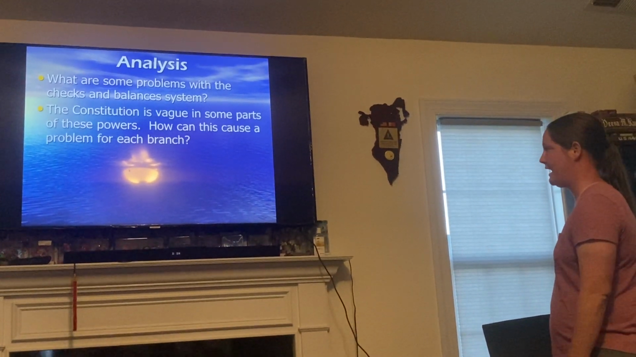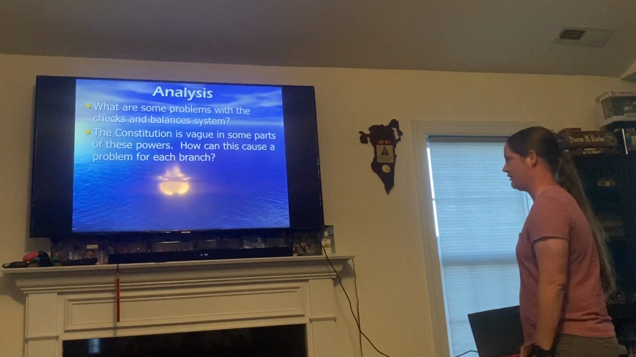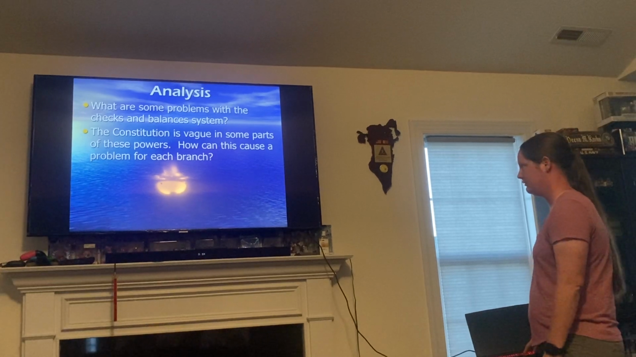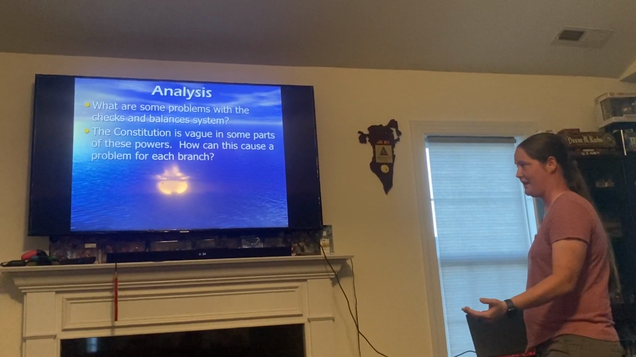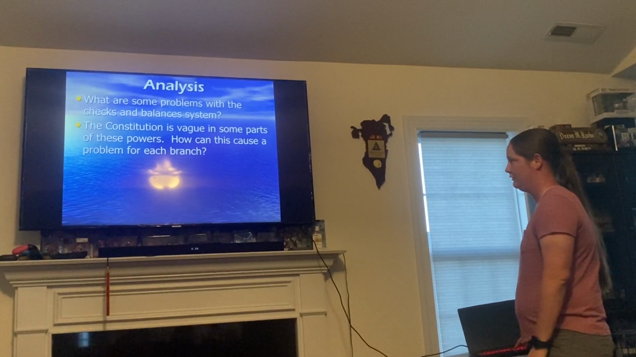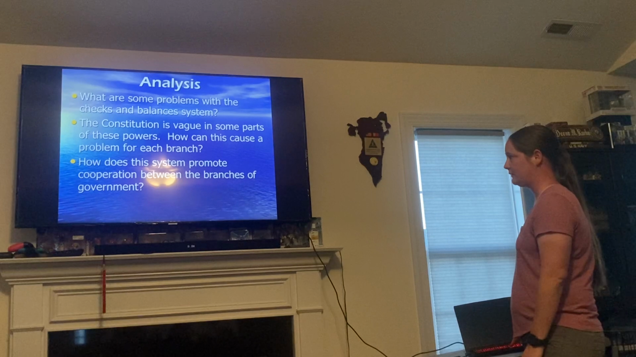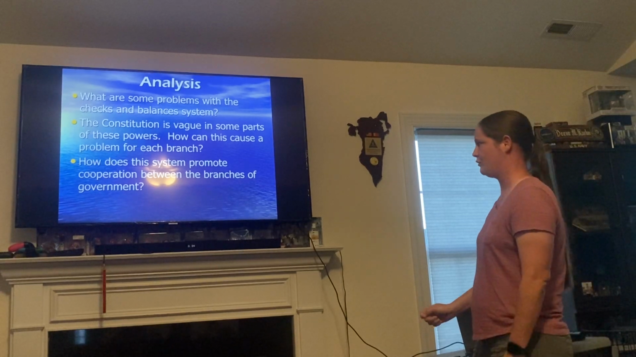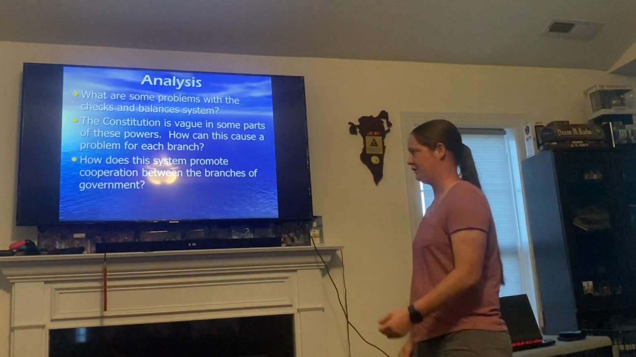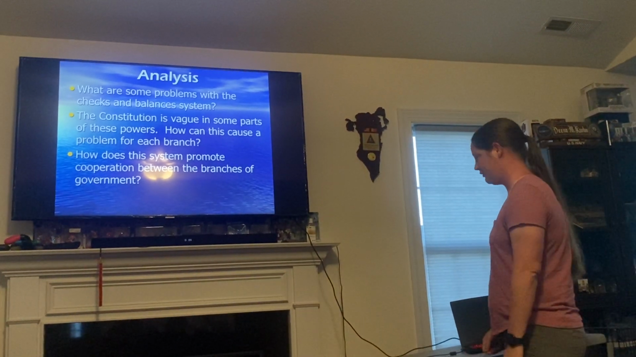Alright, and then we have, the Constitution is vague in some parts of these powers. How can this cause a problem for each branch? What do we think is vague, and how can we fix these problems? And how can it cause a problem for each of our branches? Then we have, how does this system promote cooperation between the branches of government? That's going to take some time for you all.